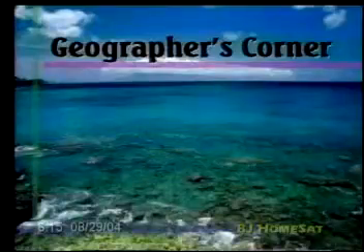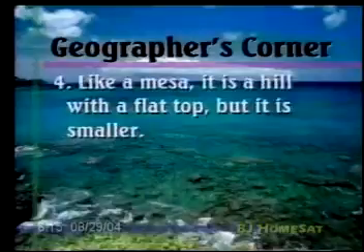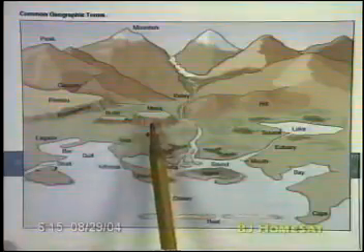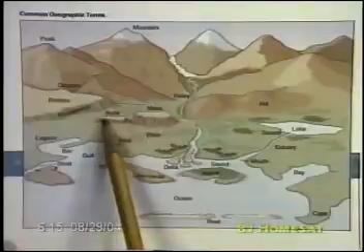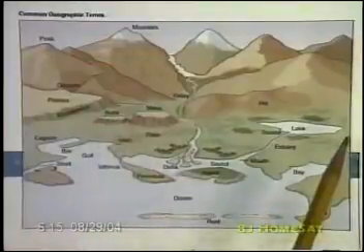Okay, number 4. Like a mesa, it is a hill with a flat top, but it is smaller. And that one's pretty easy. Right here's the mesa, a hill with a flat top, and next to it the butte, a smaller hill with a flat top.